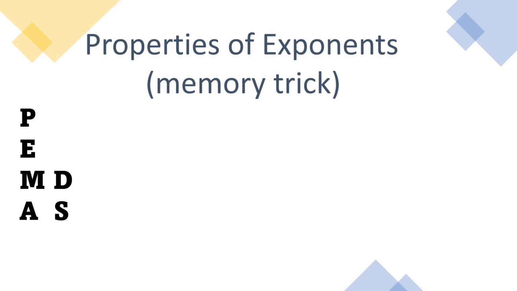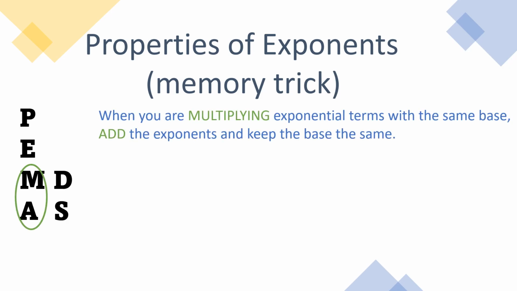So if you remember the first property we talked about, it says when you're multiplying exponential terms, add the exponents. Well, if you look back at PEMDAS, you find the multiplying. What is the letter directly below multiplying? It's an A. So that just reminds you, oh my gosh, the multiplication means you add. So your properties of exponents, if you can write them vertically like this, the trick will always be you move down one level to know what to do.